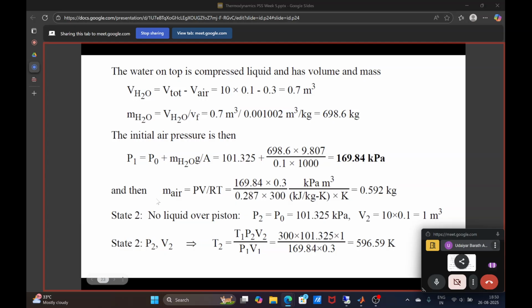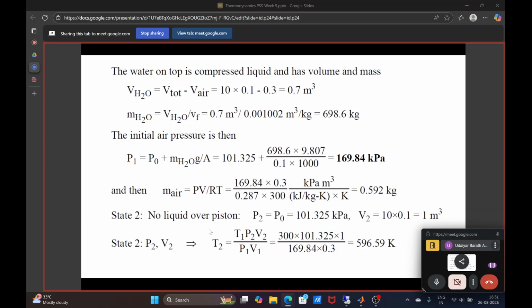Now the mass of air which is present initially: mass of air is PV by RT, assuming an ideal gas. We know the pressure now, since both have to be balanced, so the pressure exerted by the air will be P1. So P1 is 169.84 multiplied by the volume occupied by air, which is 0.3 meter cube, divided by the gas constant of air, which is 0.287, and temperature 300. That gives you the mass of air to be 0.592 kilograms.